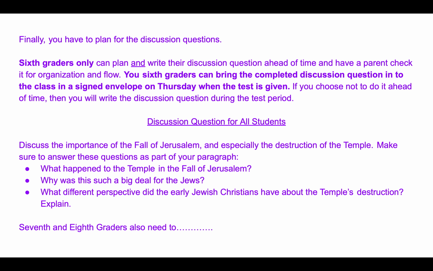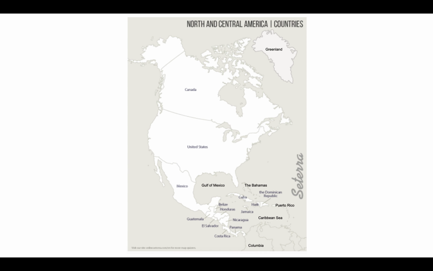What different perspective did the early Jewish Christians have about the temple's destruction? Explain that. All right, 7th and 8th graders will have one more short discussion question that's not given to them ahead of time. That is all you need to know right now to start studying for next week's test.